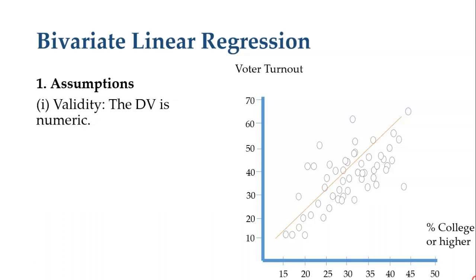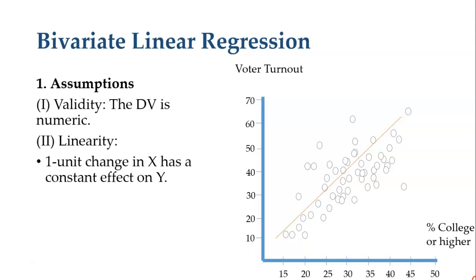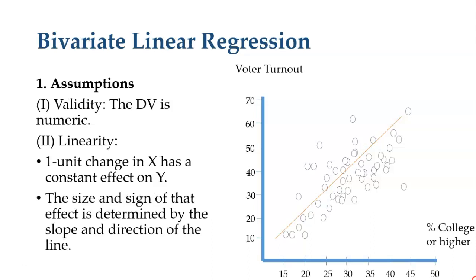So in order to conduct bivariate linear regression, you need to meet some assumptions. The first one is validity. Your dependent variable needs to be numeric. That's the first and most simple thing. The second assumption is linearity. You are assuming that a one unit change in your independent variable has a constant effect on your dependent variable. And the size and sign of that effect is what you are really interested in estimating, and it is determined by the slope and direction of the line. Okay, that's linearity.